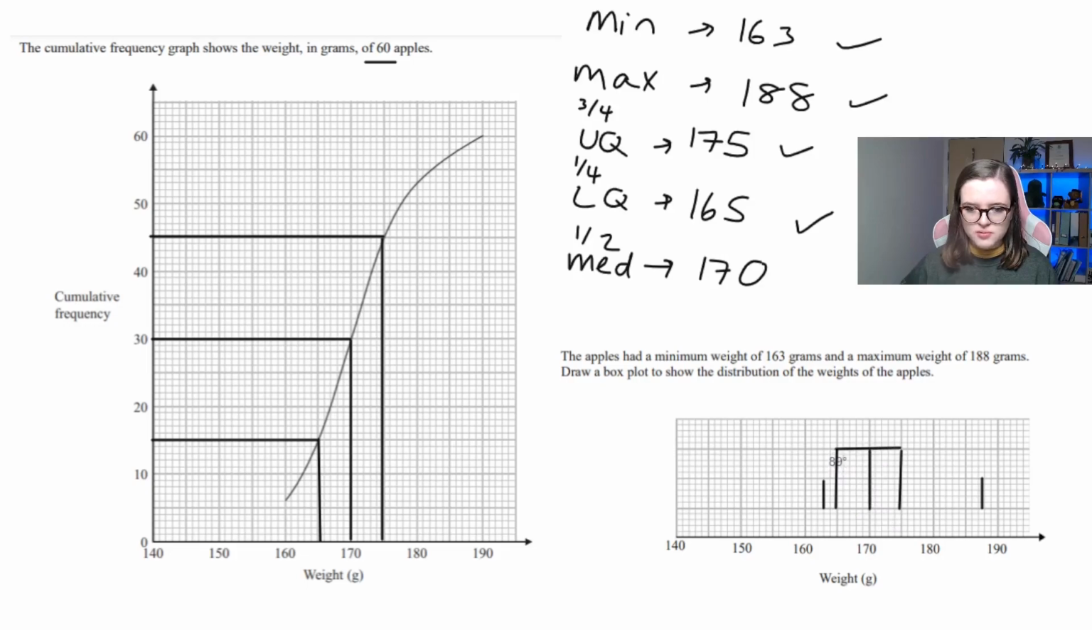And then let's connect all these up. And there you have it. Easy peasy. And there we are.